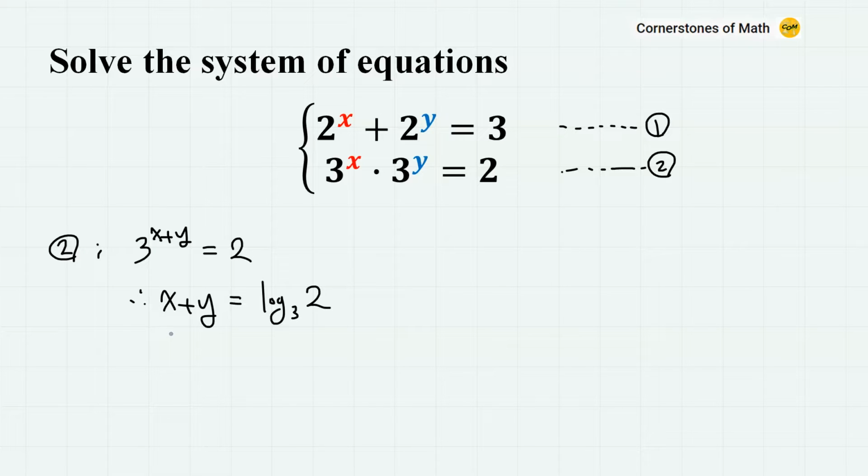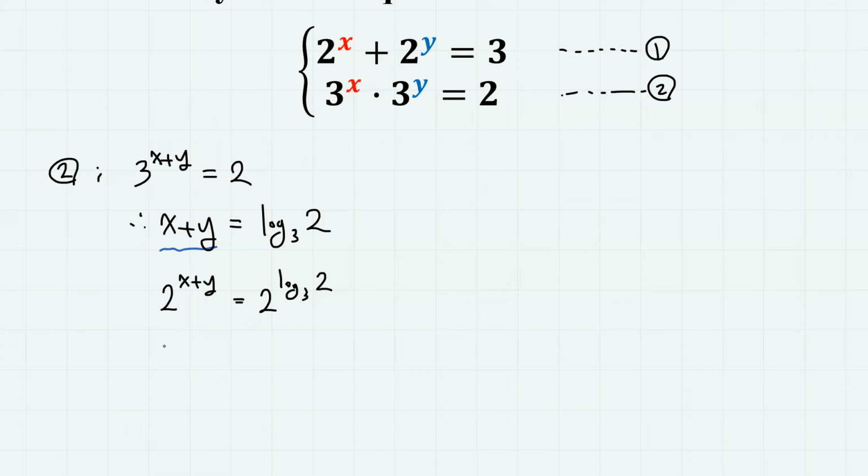So we have obtained the value of a relatively simple expression, that is x plus y, but I am not going to use this value, at least not in this form. Here, I am actually going to obtain 2 to the power of x plus y, which is 2 to the power of log base 3 of 2. And by the exponent rule, we can split the left-hand side into 2 to the power of x times 2 to the power of y.